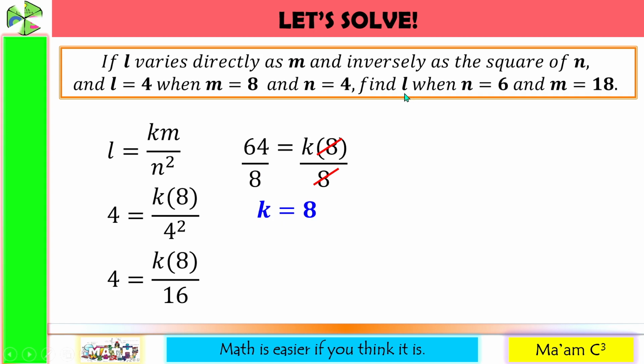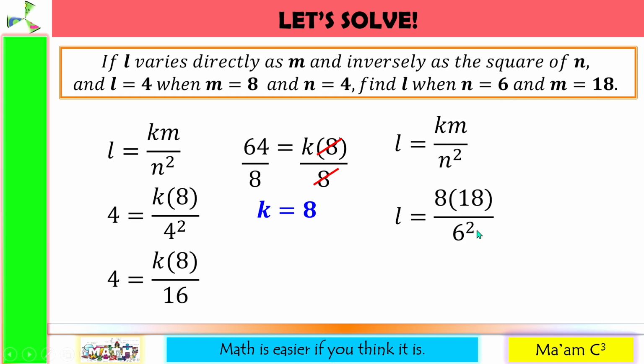Now let us solve for the value of L when n is 6 and m is 18. Let us rewrite again our equation. We now know the value of k, and that is 8. Let us substitute 6 for n and 18 for m. 6 squared is 36, while 8 times 18 is 144. And 144 divided by 36 is equal to 4. So L is equal to 4.